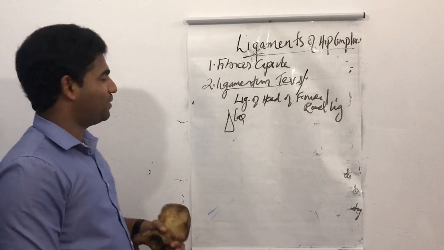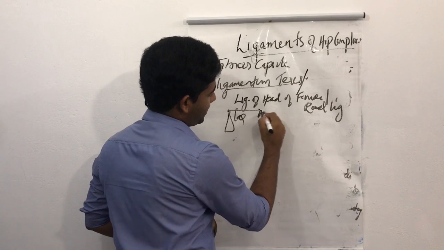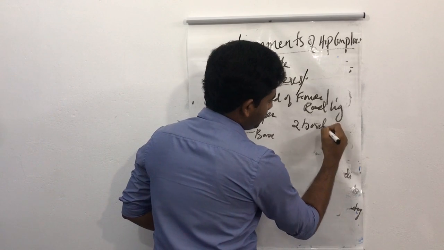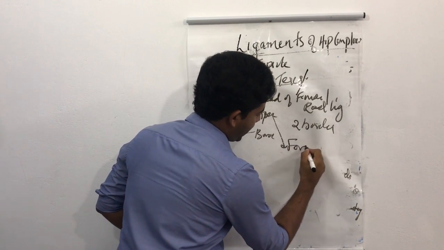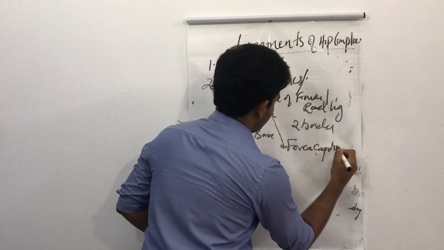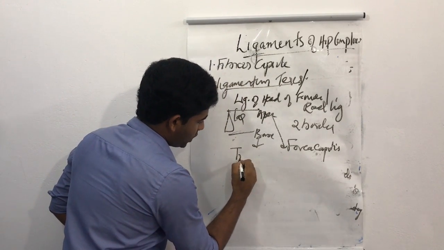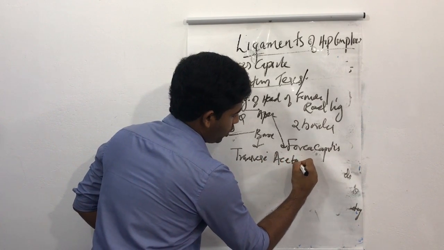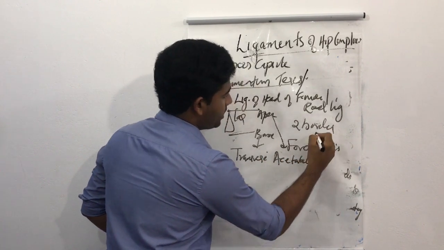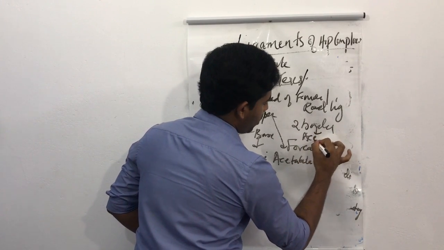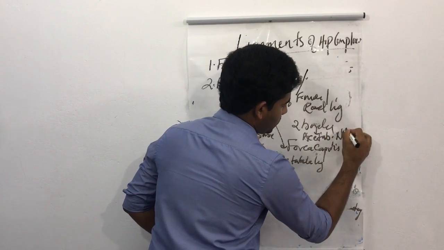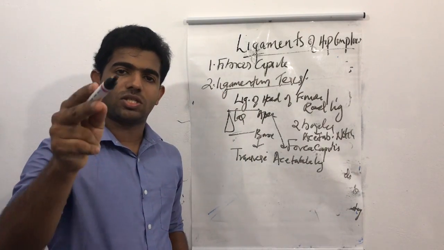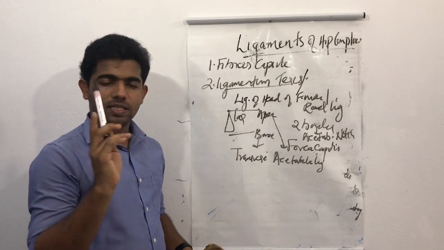Most of the things are triangular in shape. Since it's a triangle, it has an apex, a base, and two borders. The apex is attached to the fovea capitis, that is the fovea of the femur. The base is attached to the transverse acetabular ligament. And the borders are attached to the acetabular notch. So the ligament of the head of the femur, even though it is called a round ligament, is triangular in shape.